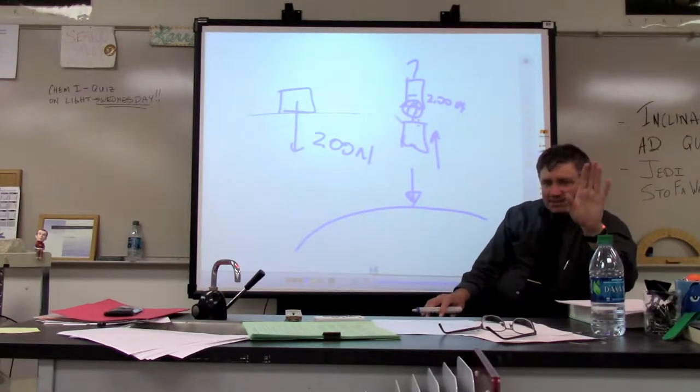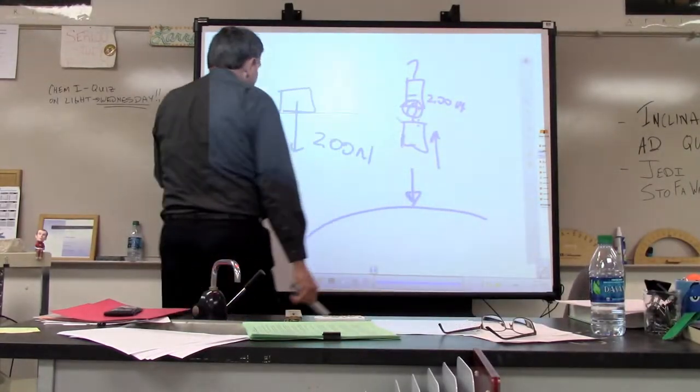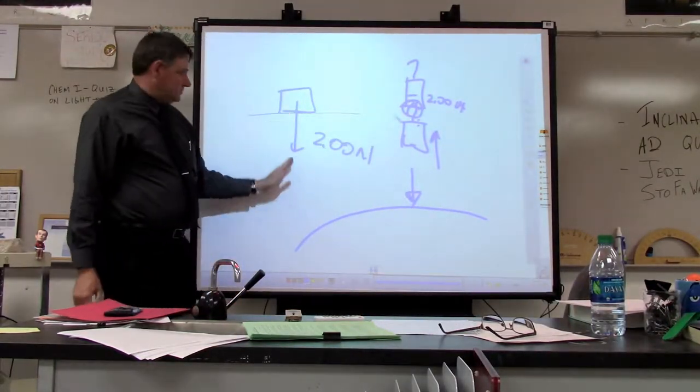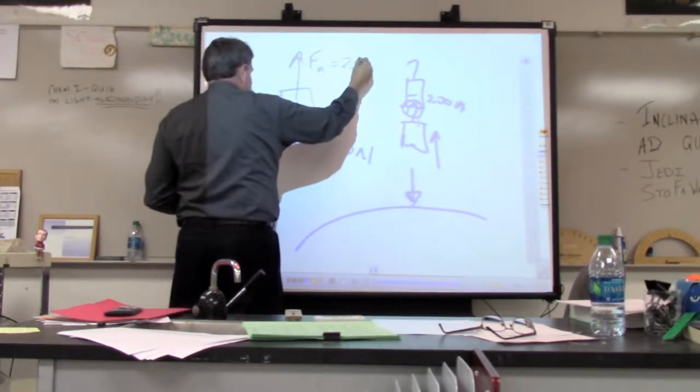Now, let me explain where a common misconception happens. So, you've got gravity pulling down at 2 newtons, and then you have your normal force up here at 2 newtons, okay?